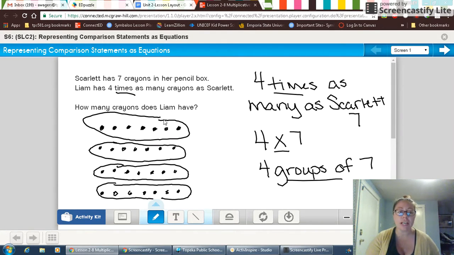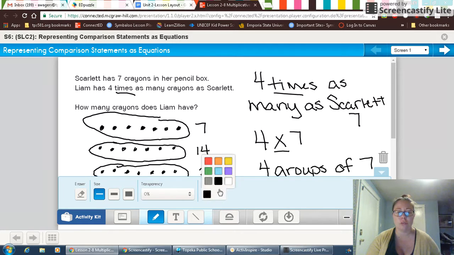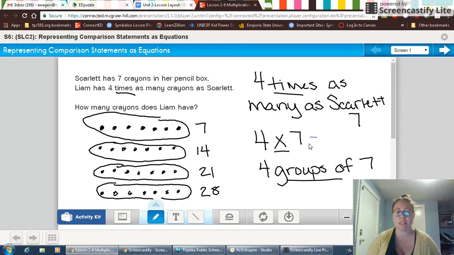So my answer to how many crayons does Liam have? He has 4 times as many as Scarlett. Scarlett has her groups of 7, but if he has 4 times, he has 4 groups of 7. So I can count all of these dots in here. So I'm counting by 7. So I have 7, 14, 21, 28. So my answer to how many crayons Liam has, 4 times 7 equals 28. All right, let's try a different one.